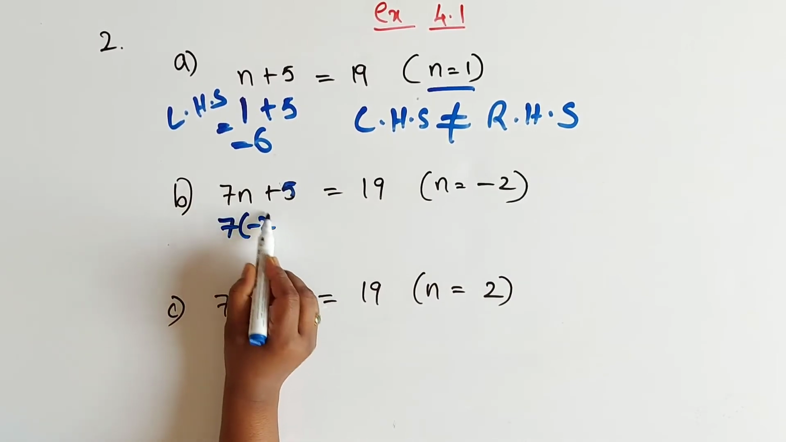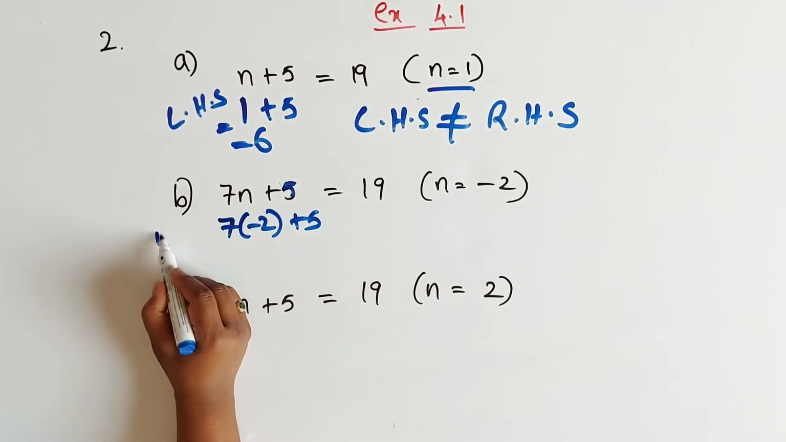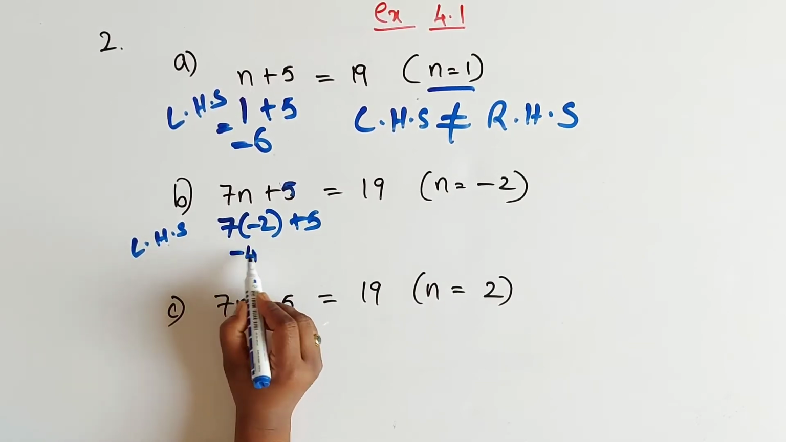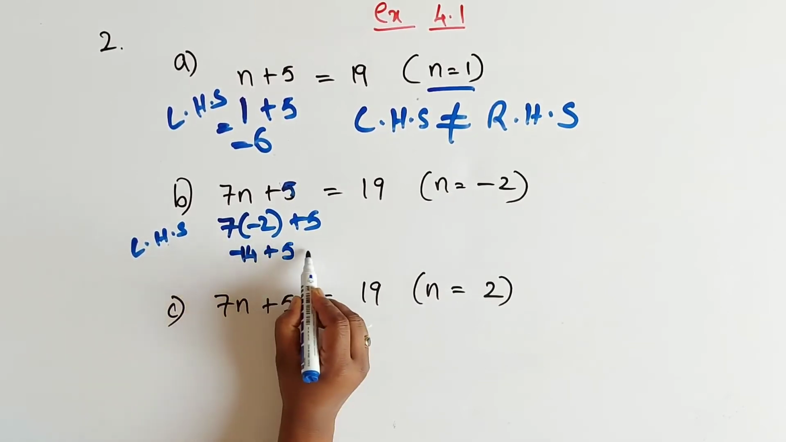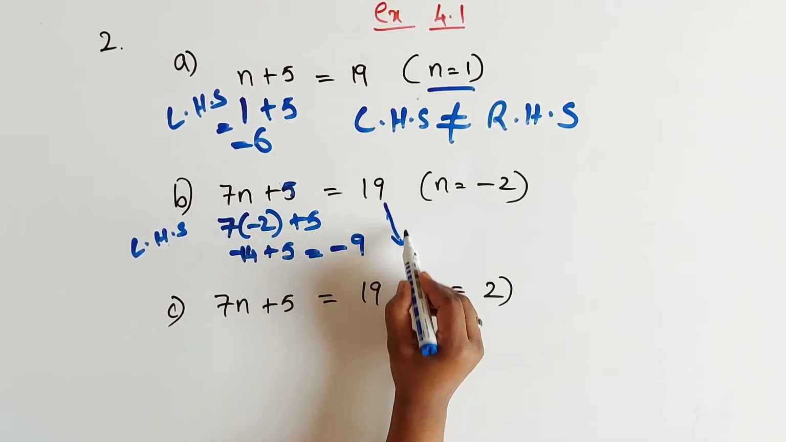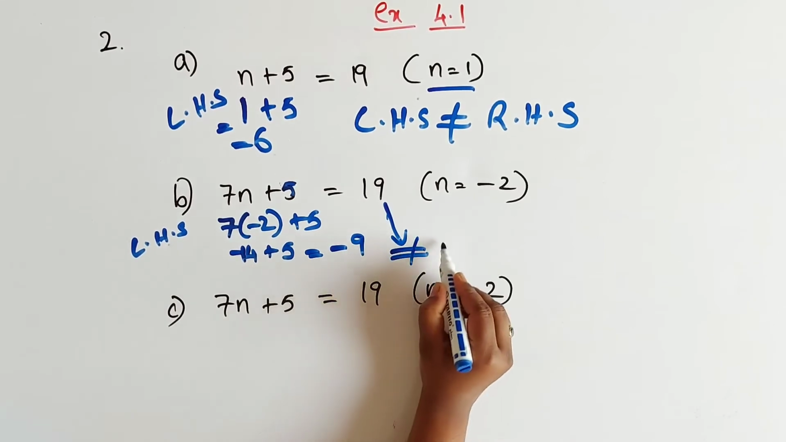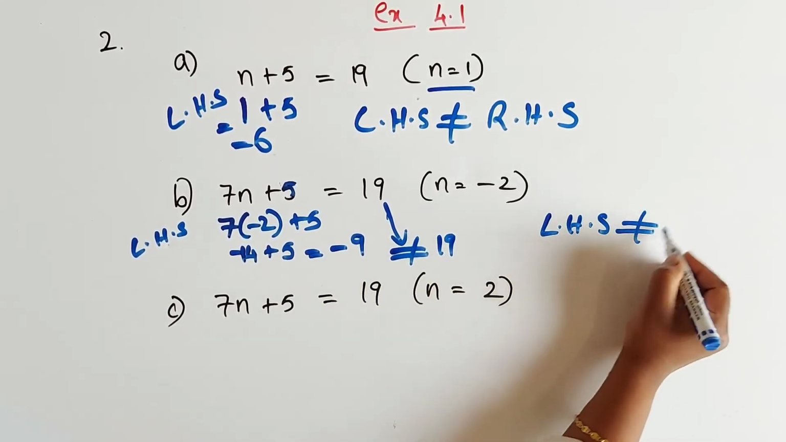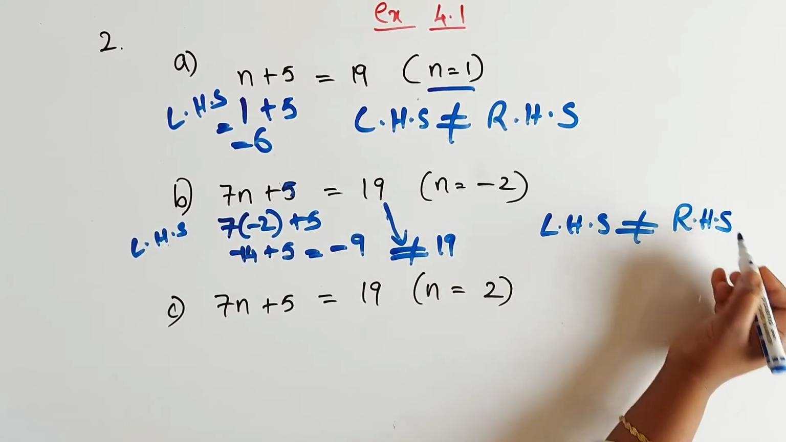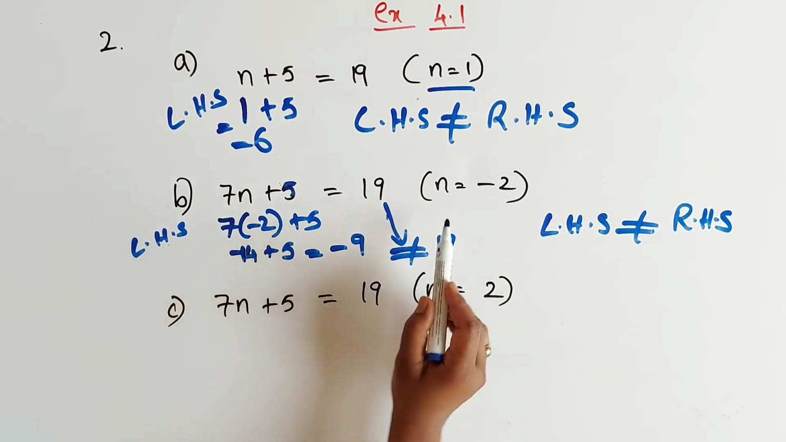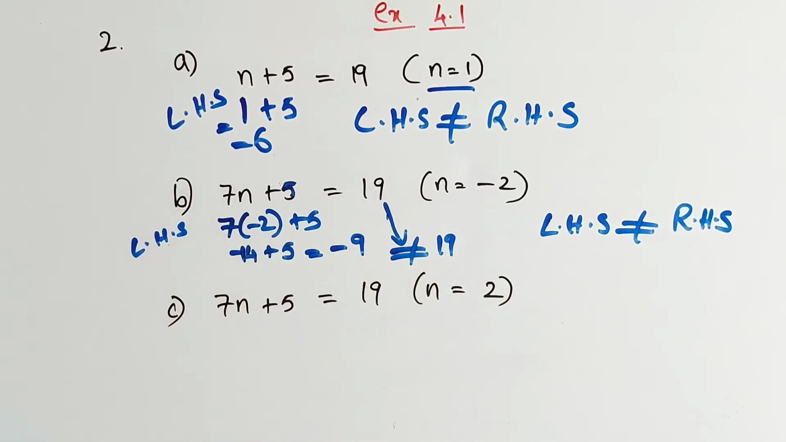7 of minus 2 plus 5. We are doing LHS part only. 7 into minus 2, minus 14 plus 5, children. Minus 14 plus 5 is minus 9. Now see here, it is 19. So this is not equal to 19. Correct? That means LHS is not equal to RHS. Here n equal to minus 2 is not satisfying this equation. So this is not the solution of this equation.